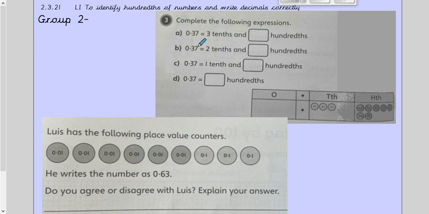So 0.37 is 3/10 and 7/100. 0.37 is 2/10 and 17/100. 0.37 is 1/10 and 27/100. So all that is happening there is they have exchanged a tenth each time for 10/100, which is why there's one less tenth each time, but 10 lots more hundredths. So it still equals the same value. And 0.37 would be 37/100. So hopefully you were able to see the pattern with that one.